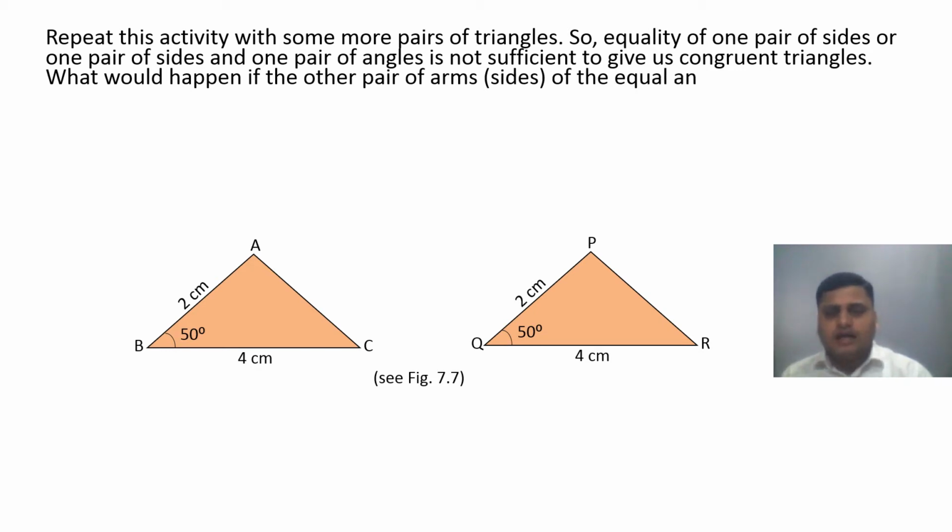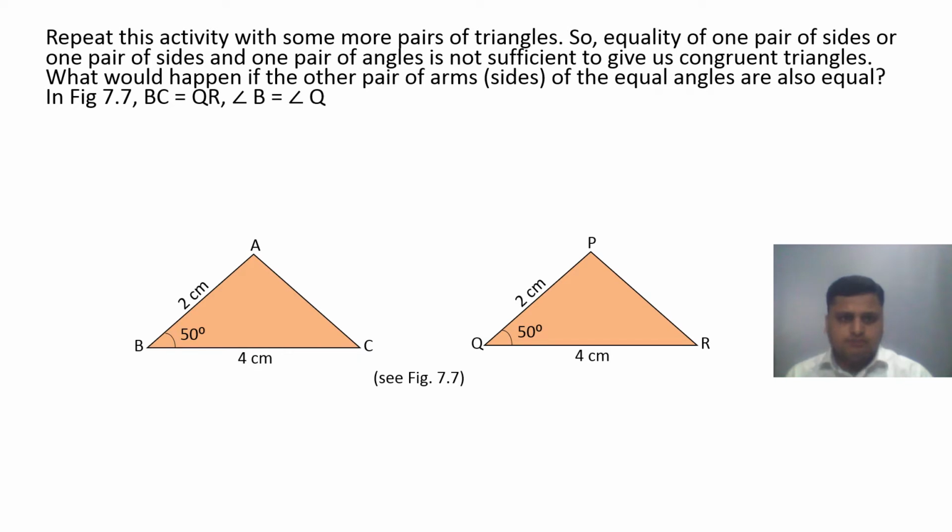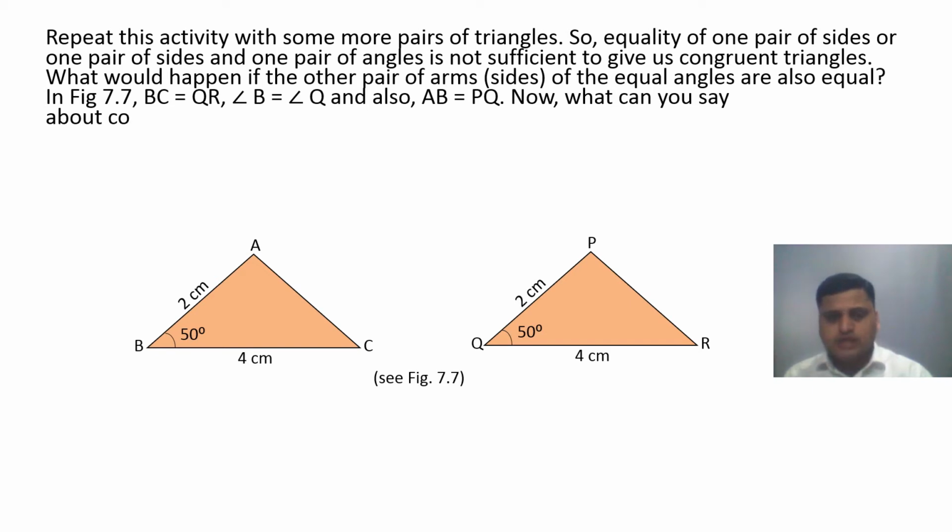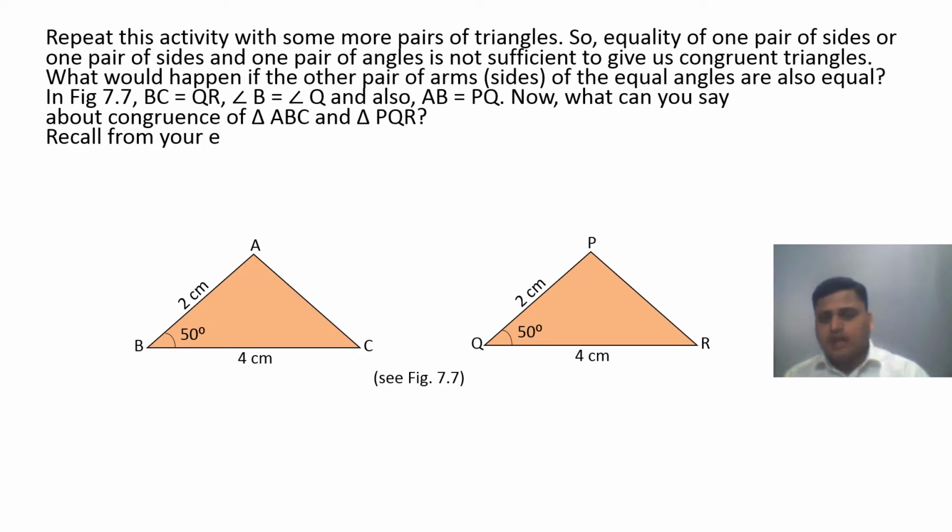If the other pair of arms, or other pair of sides, enclosing equal angles are equal. In figure 7.7 you can see BC is equal to QR. BC is 4 centimeters and QR is also 4 centimeters, and AB is equal to PQ, which is 2 centimeters each. Now what can you say about the congruence of triangle ABC and triangle PQR? Angle B is also equal to angle Q. Here both the angles are equal to 50 degrees.